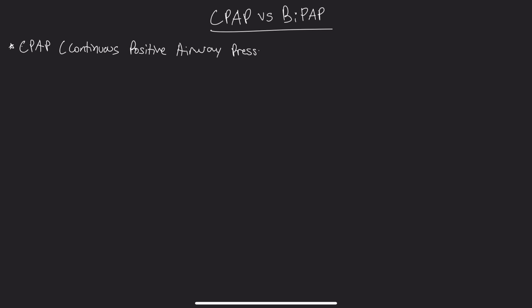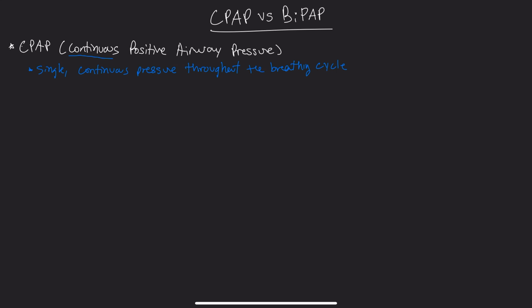Okay, so with CPAP, this continuous positive airway pressure is referring to just one singular continuous pressure that will be present throughout the breathing cycle. So we'll say a single continuous pressure throughout the breathing cycle. So inhalation and exhalation, right? Throughout the breathing cycle.